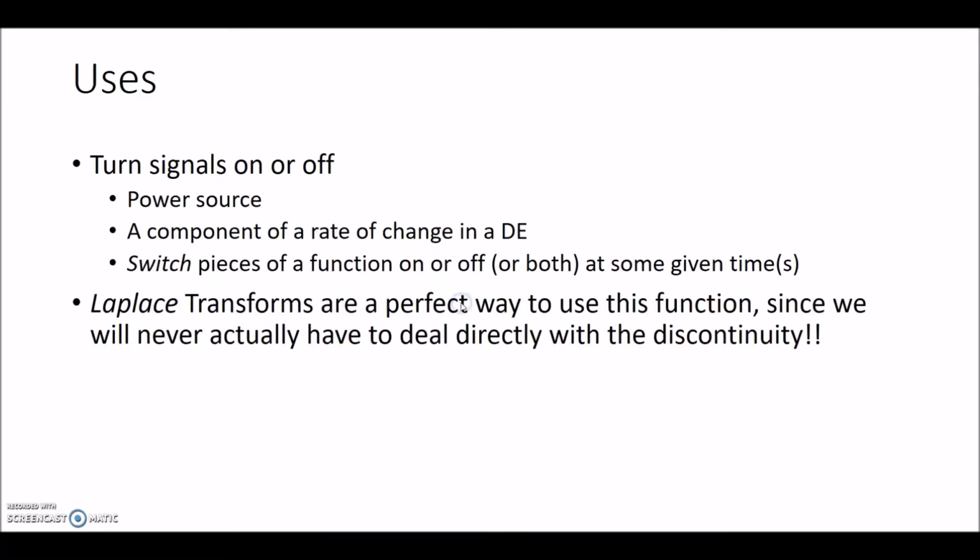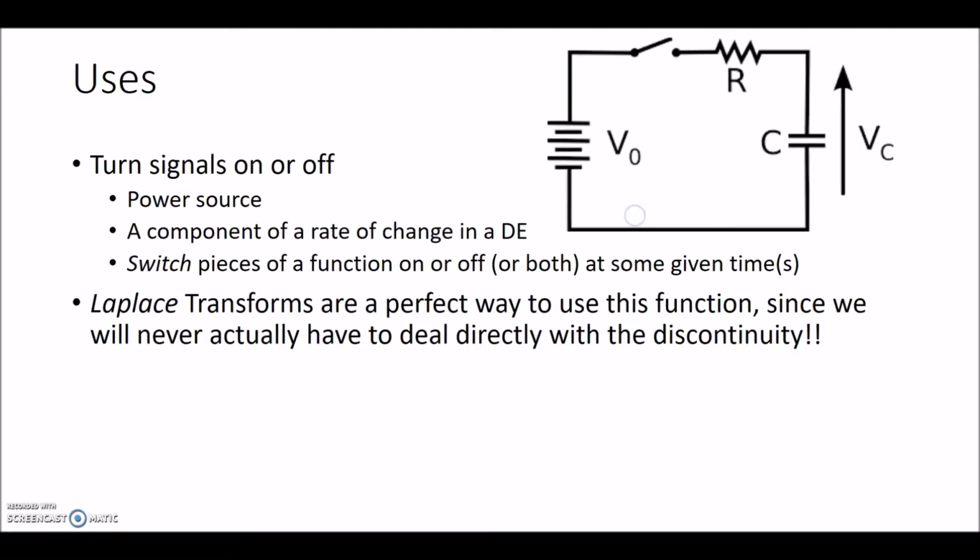So what are the uses for this? Well, it can turn signals on or off. In electronics, we'll see in just a moment, this can be a power source that gets turned on and off. This could be a component of the rate of change in a differential equation that gets turned on or off. And we can also switch pieces of a function on or off, or both, at some given times. That's something we'll investigate a little bit later, not so much in this video. Laplace transforms are a perfect way to use this function because one of the cool things is that even though this function is discontinuous, we actually never have to deal with the discontinuity.